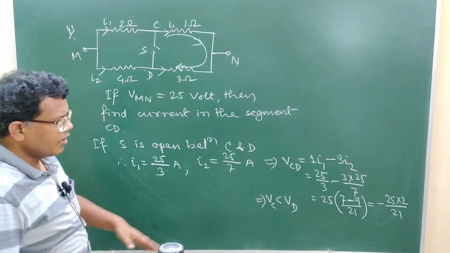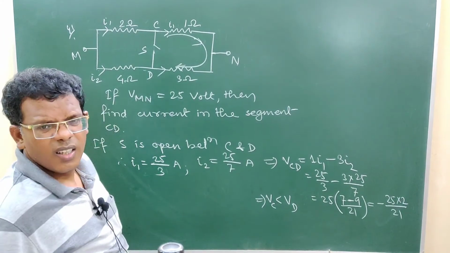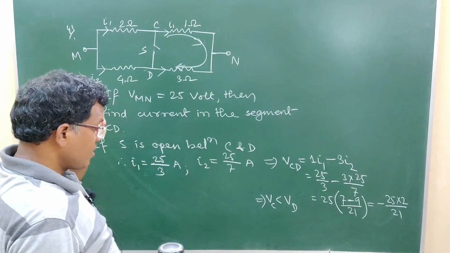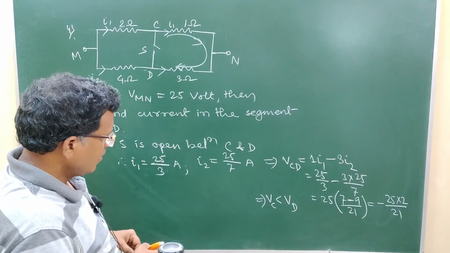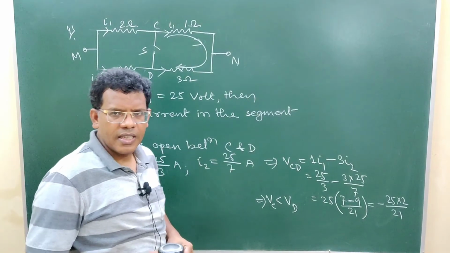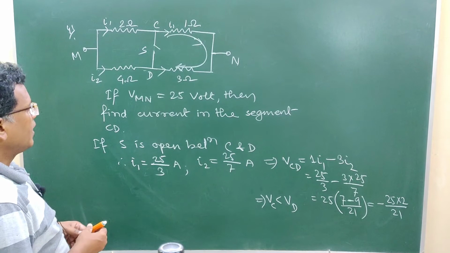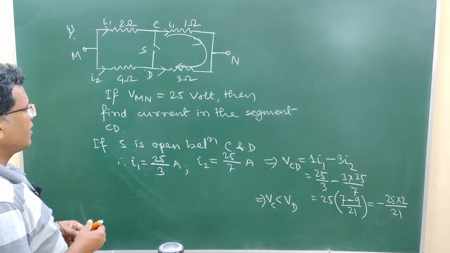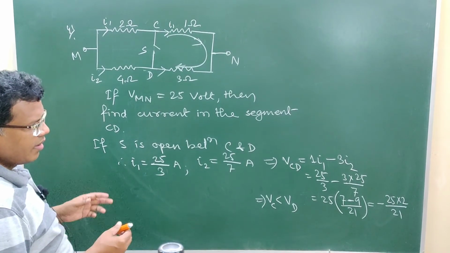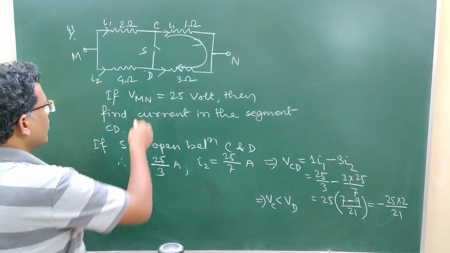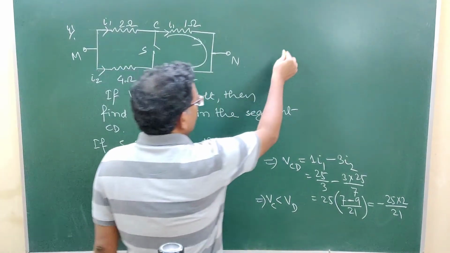Yes, could you follow this? Prathamesh and Sriram, potential of C is less than potential of D, based on this calculation. Then what happens after connecting it or after closing it?